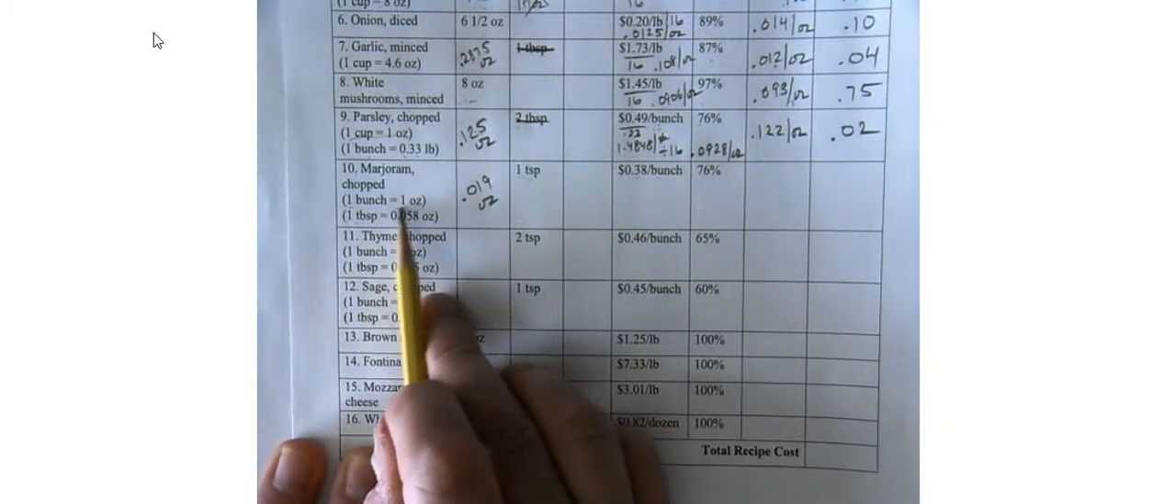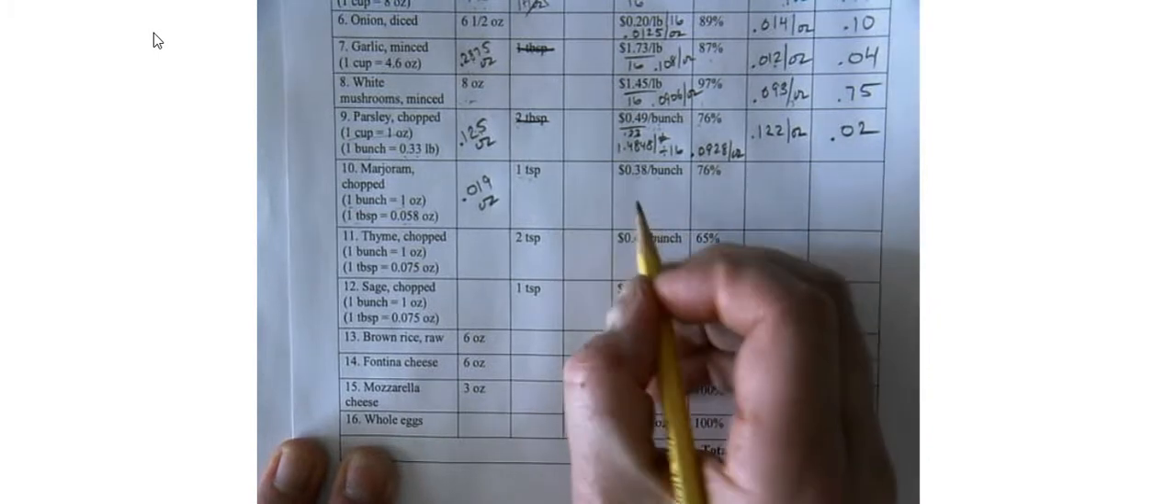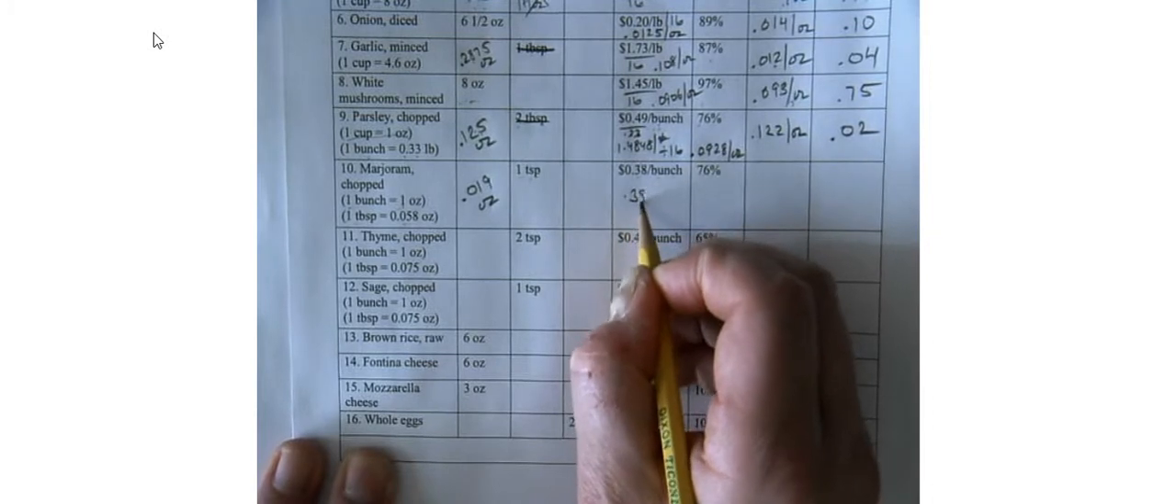The cost for marjoram is 38 cents a bunch. One bunch weighs 1 ounce. So what can I say? I also know that it's 38 cents a bunch. It's also 38 cents an ounce because 1 ounce is 1 bunch. Divide that by 76%, 0.76, gives me an edible portion cost of 50 cents an ounce times 0.019 ounces, right? And this gives me an even smaller number. It's less than a penny, but it's still a penny.